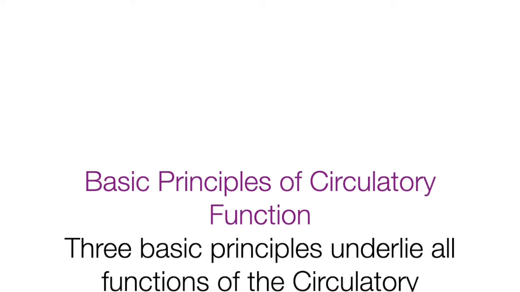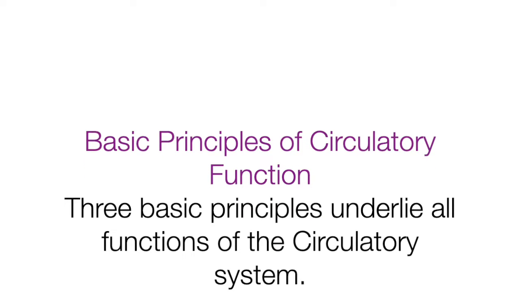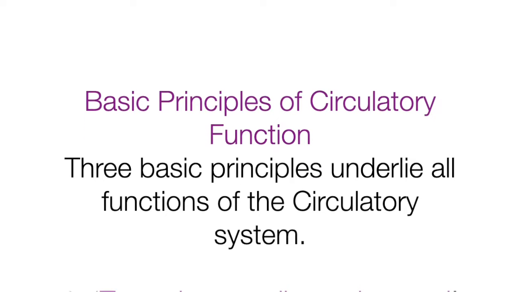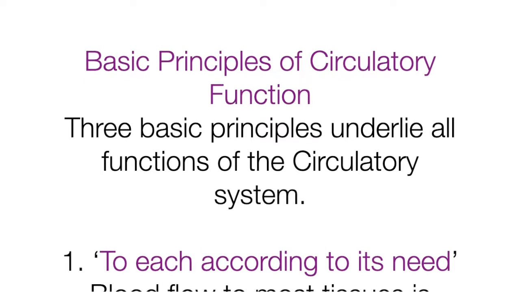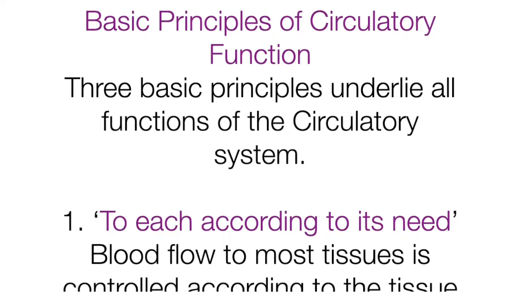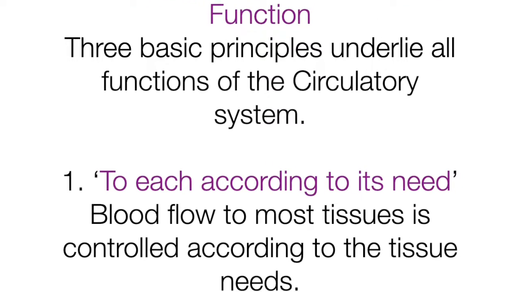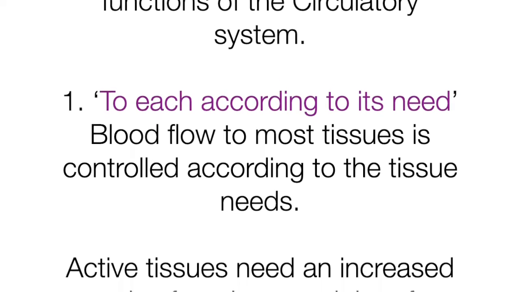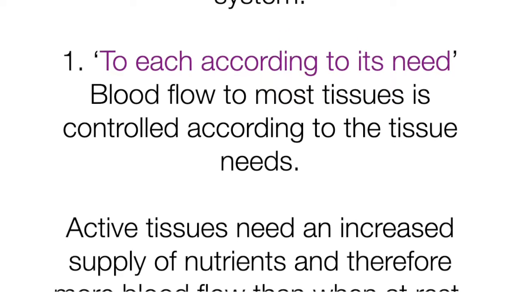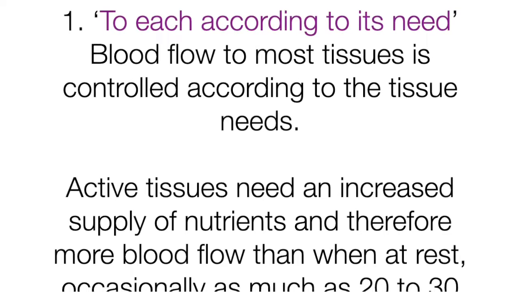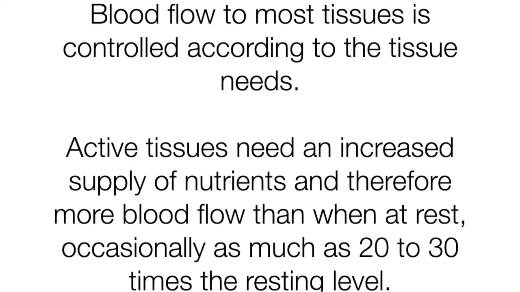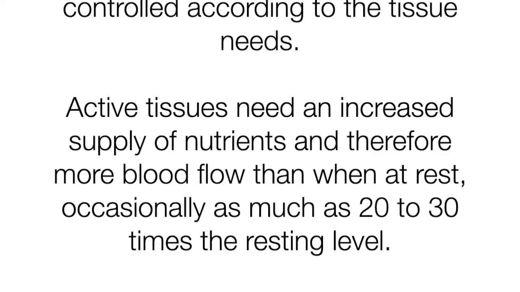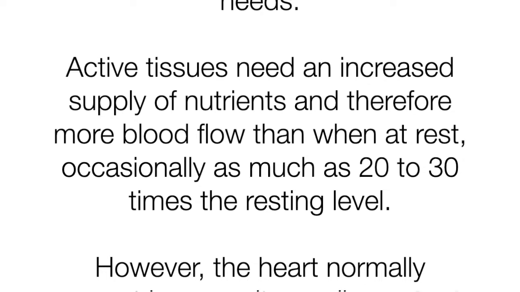Basic principles of circulatory function. Three basic principles underlie all functions of the circulatory system. 1. To each according to its need. Blood flow to most tissues is controlled according to the tissue needs. Active tissues need an increased supply of nutrients and therefore more blood flow than when at rest, occasionally as much as 20 to 30 times the resting level.